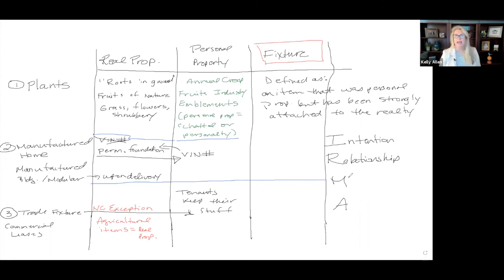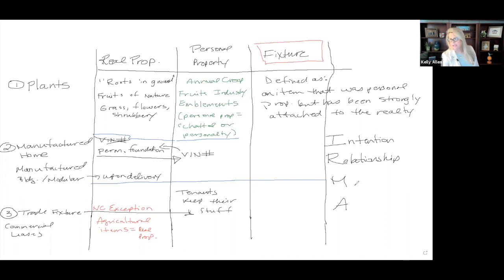This one is getting at, do we have a tenant? So if the person living in the house, the annexor, is the tenant or the rentor, guess what? Like I said a minute ago, tenants keep their stuff. So even if something looks as if it's been installed, that tenant can uninstall it and take said item with them. Because why? Tenants, as a general rule, get to keep their stuff.